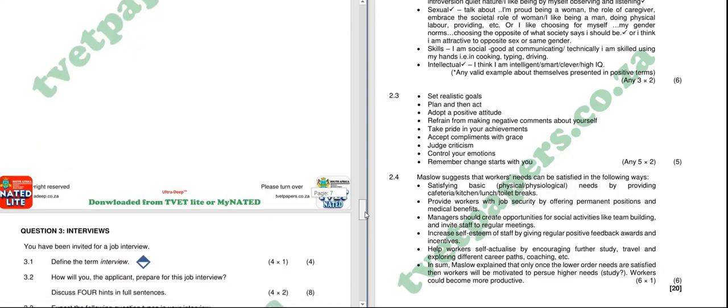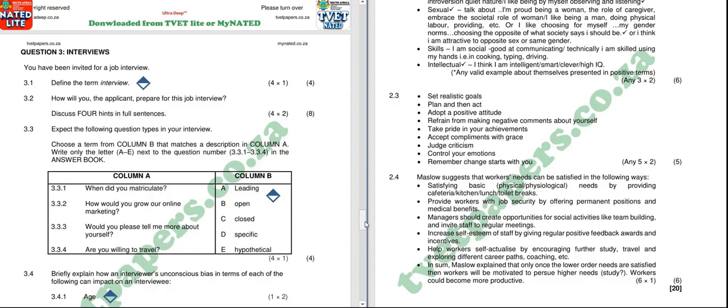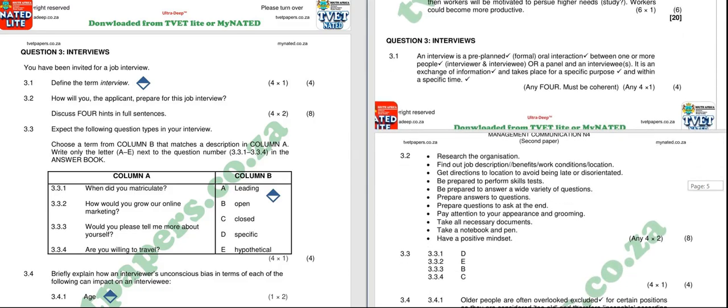Then moving on to our question 3 on interviews. The first question is define the interview. So in response to that, we see that this is the description of interview, whereby an interview is a pre-planned formal oral interaction between one or more people. So this is explanation of interviews.